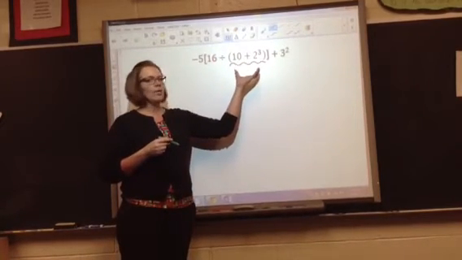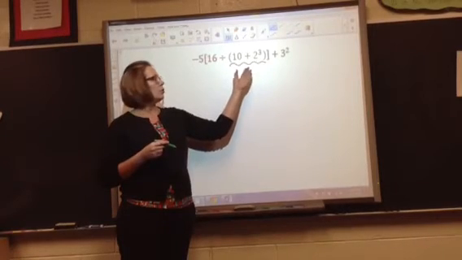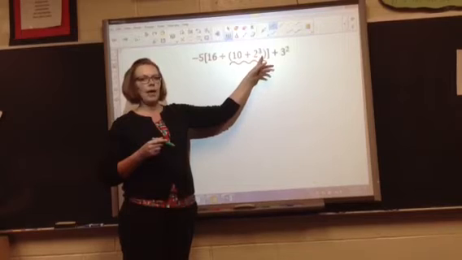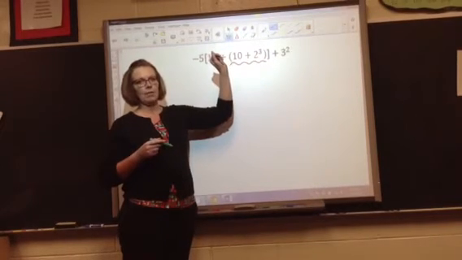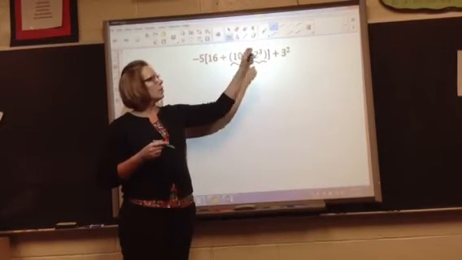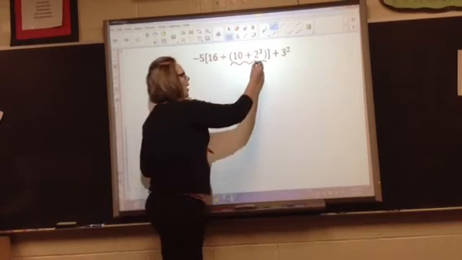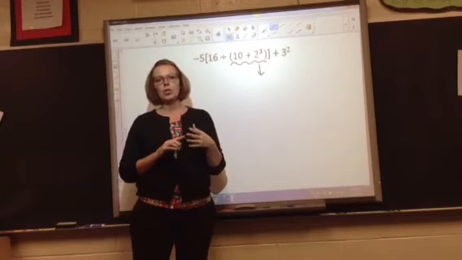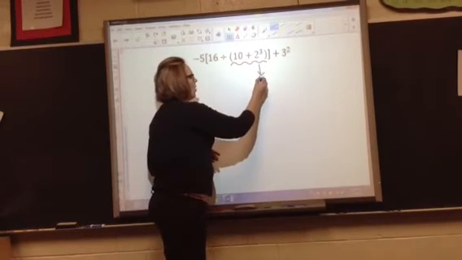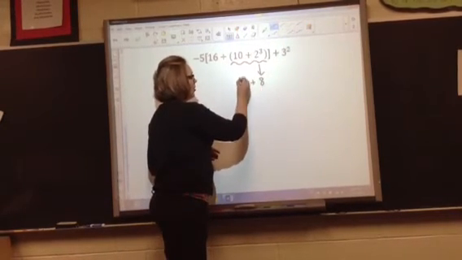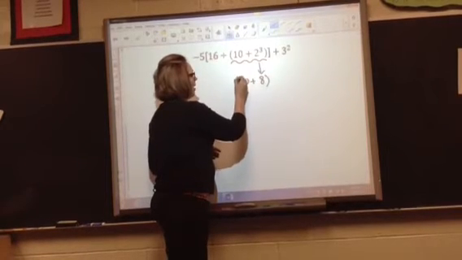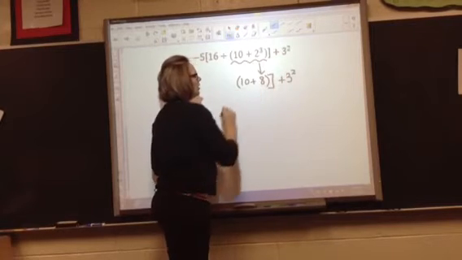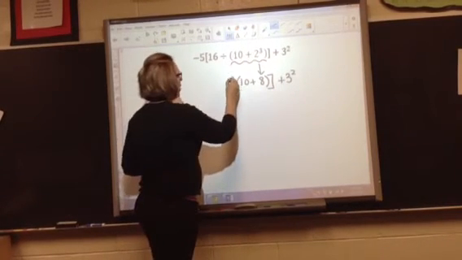Now, I need to take care of the operation inside the parenthesis, which is addition. However, I have an exponent here, and I have to take care of exponents before I take care of addition. So the first thing that I'm going to do is rewrite 2 to the third power. 2 to the third power is the same thing as 2 times 2 times 2, or 8. And then I'm just going to actually show each step, so I'm going to rewrite every single bit of this problem again. So all I've actually taken care of is the 2 to the third power.